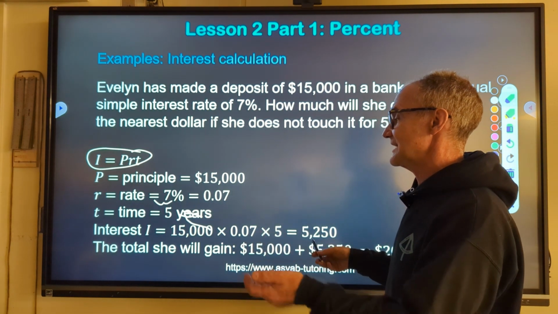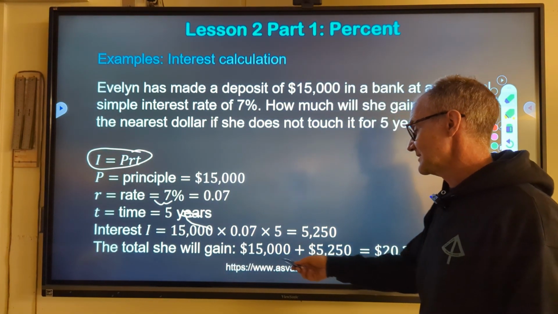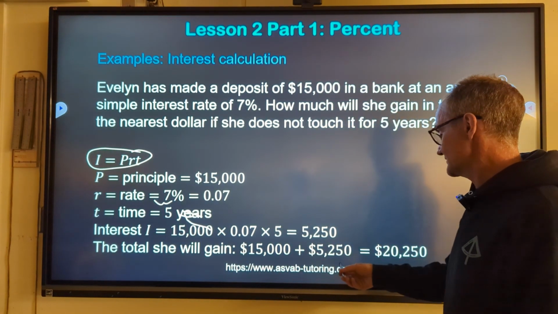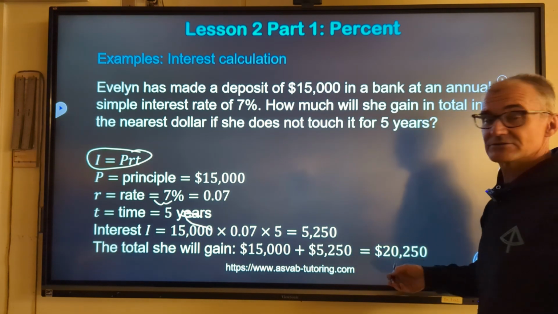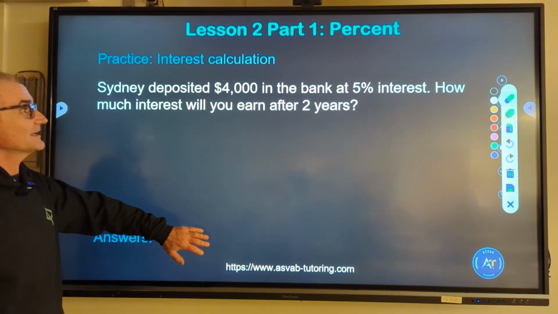So how much will she have at the end? It'll be her original principal amount of $15,000 plus the interest earned of $52.50 to give her a total of $20,250.